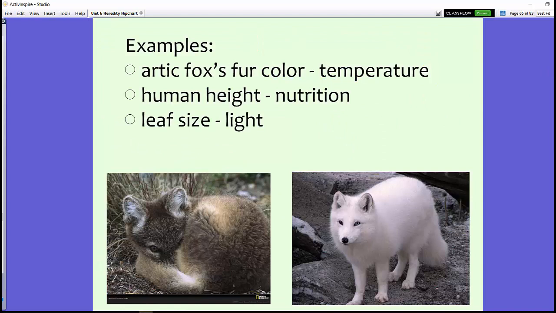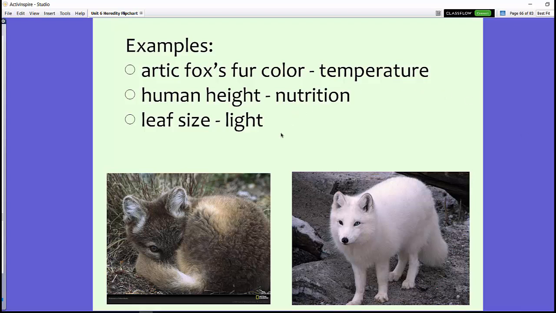So an example of this would be an Arctic fox. Here's a picture of the same species of Arctic fox, but they look very different. This one on the left is brown, the one on the right is white. Now, the fox's fur color is actually expressed by an environmental influence of temperature. So if it's really cold out, they have to blend in with their environment somehow. This way, they turn white because it's a little bit more snowy. It's kind of used as a camouflage.